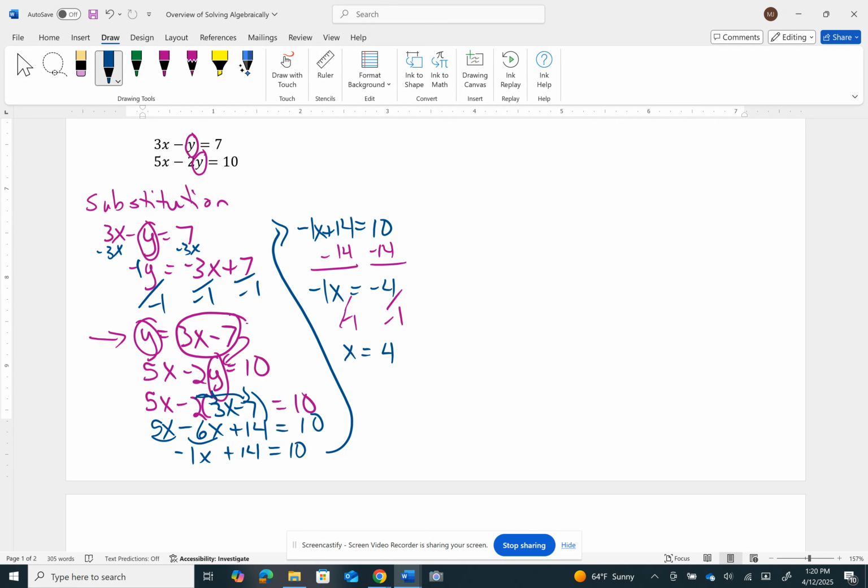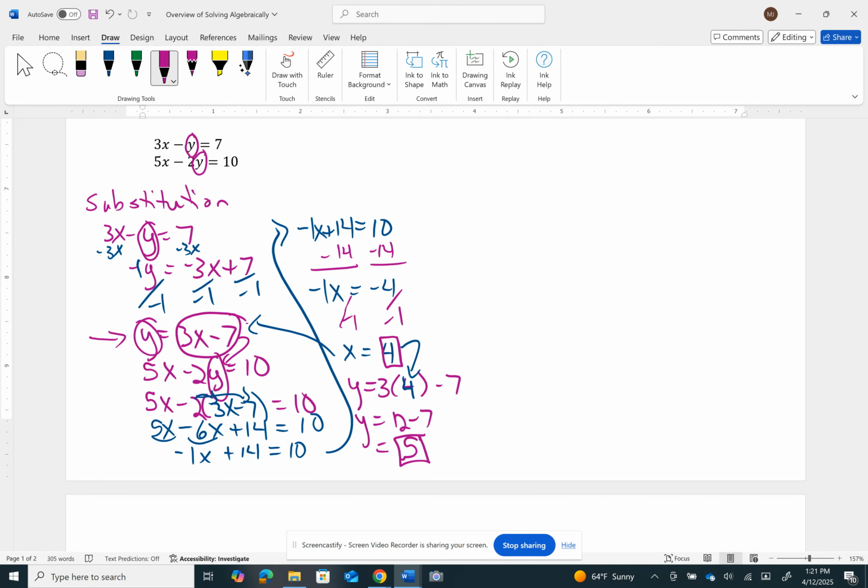You would still need to find the y, and this would be the best place to plug in to get it. So we know that y should equal 3 times whatever x is, minus 7. So we'll put the 4 right there. Then that tells us that y would be 12 minus 7, or 5. So y should be 5, and x was 4.